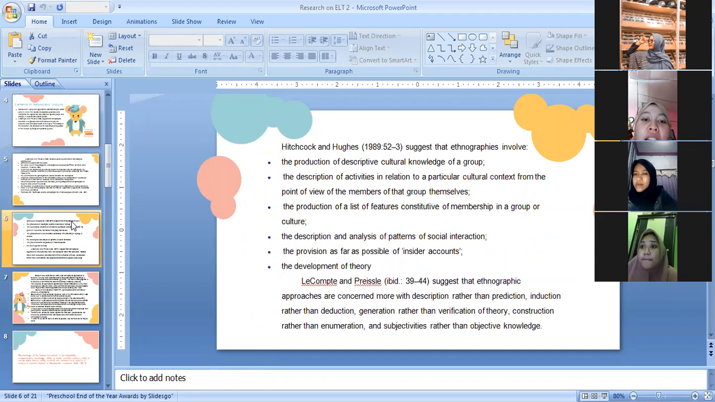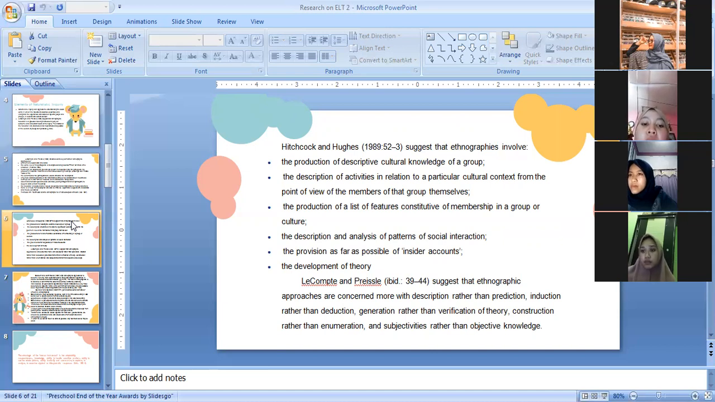Hitchcock and Haggis suggest that ethnographies involve, first, the production of descriptive cultural knowledge of a group. Second, the description of activities in relation to a particular cultural context from the point of view of the members of that group themselves. The third, the production of a list of features constitutive of membership in a group or culture. And next, the description and analysis of patterns of social interactions. Next, the provision as far as possible of insider accounts. And the last is the development of theory.